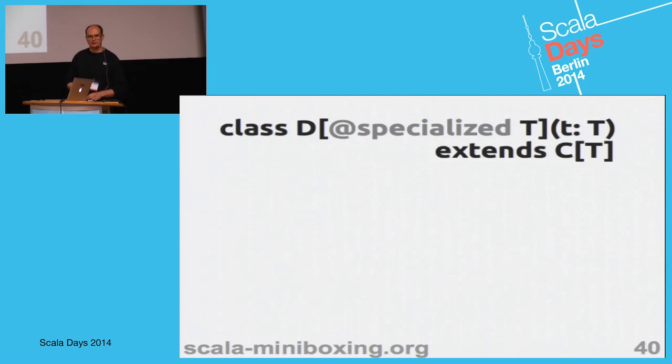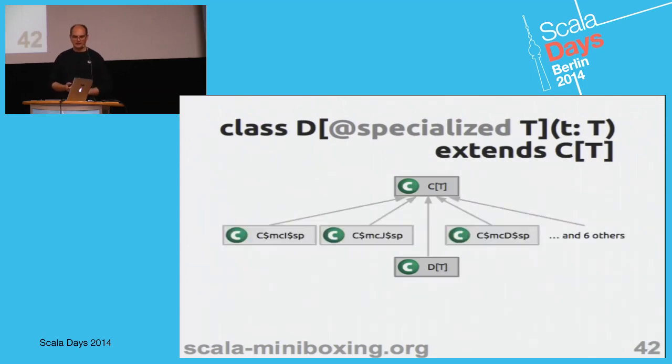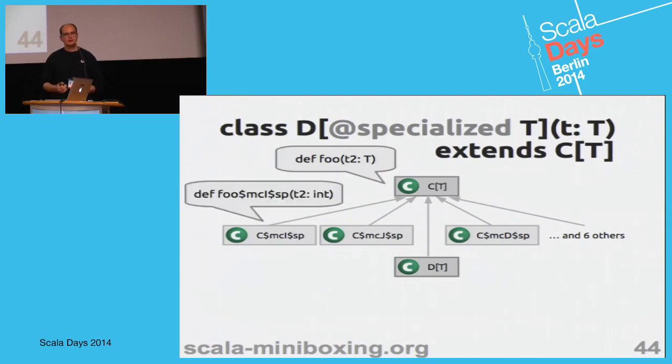Again, let's go to limitations and take another class, D. Again, specialized, which extends the previous C. Okay, so we have C and D when we start compiling. Then specialization adds the specialized classes for C. And let's assume in C we now define a method foo. Well, we'll get a specialized version of this method foo in the specialized version of the code, of course.